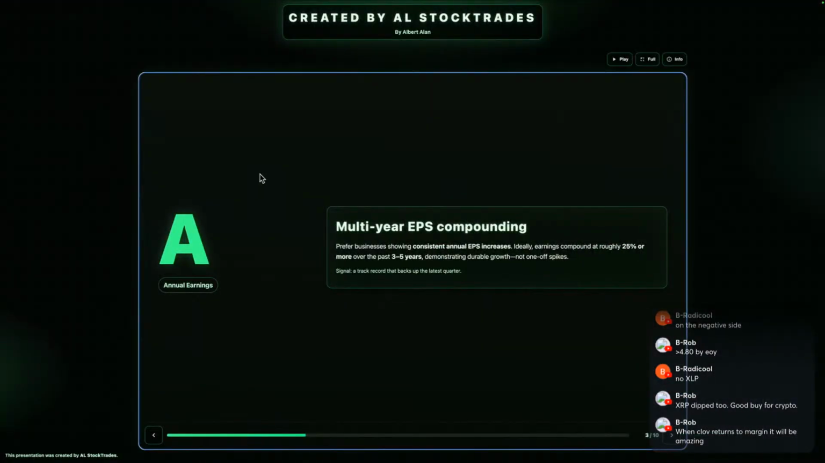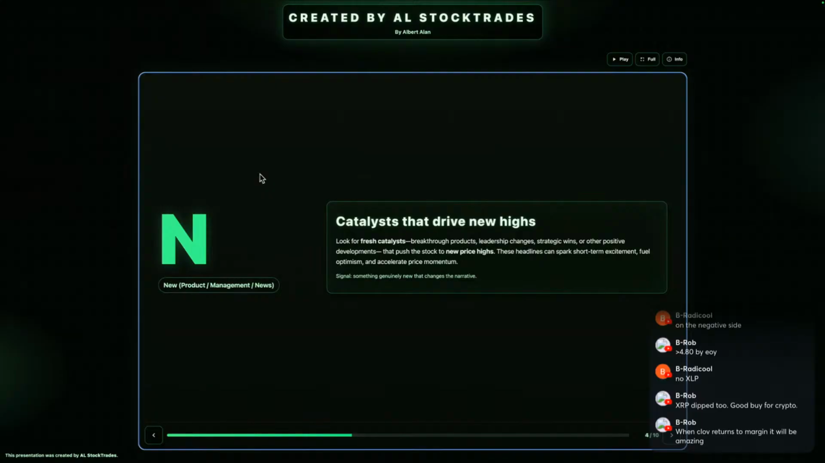All right, now let's go ahead and go to N. N stands for new product, management, news. You could think in your head, right? Think of Opendoor. Has the earnings gotten better? Yeah, the most recent earnings was EBITDA profitable, right? And is it new management? Yeah, right. So think of Clover. Is there a new product? Yeah, Counterpart, right? Is it doing new things? Yes. Is there news? Yes.